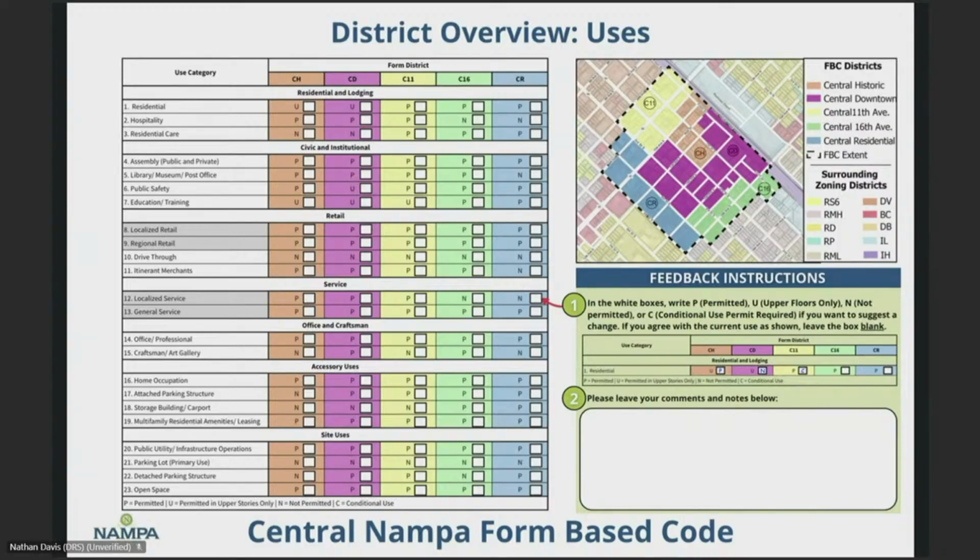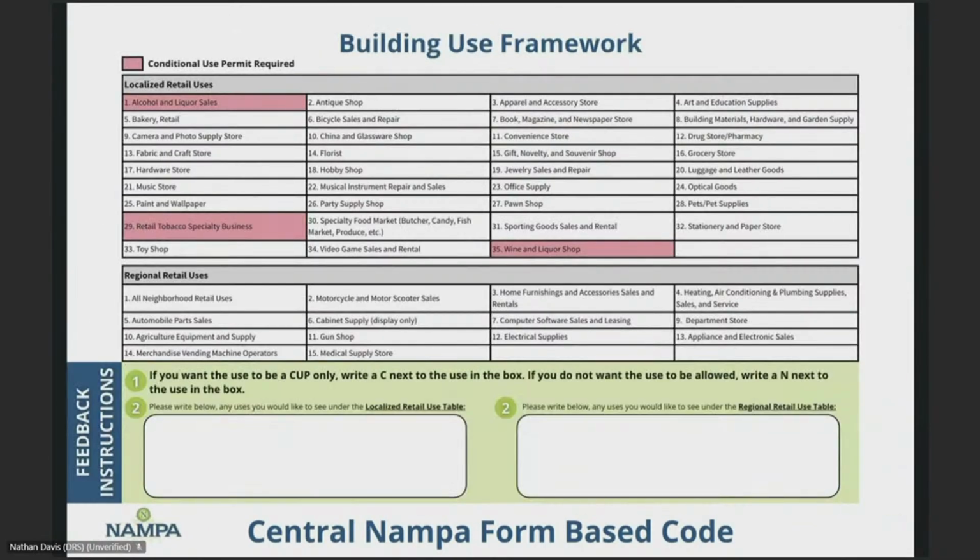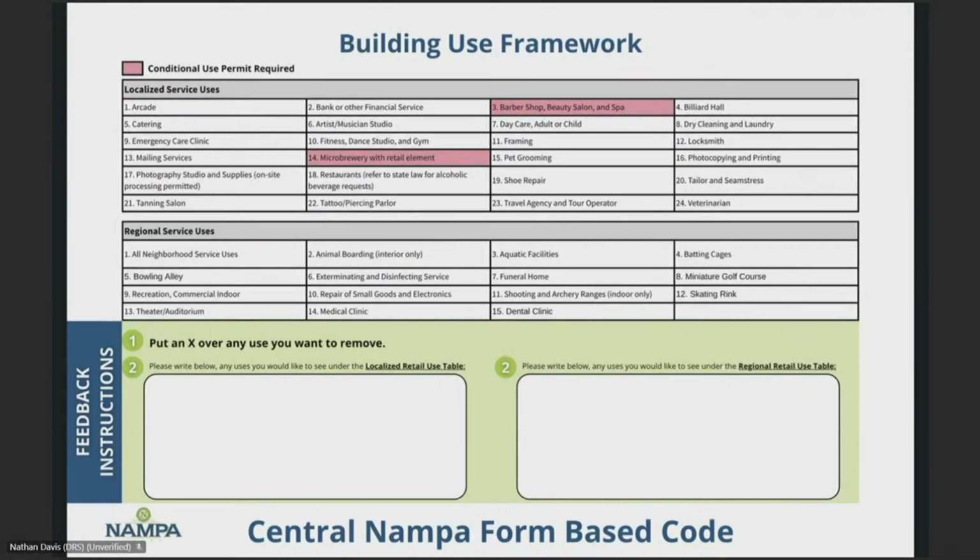I do want to add, under regional retail uses, the first box says all neighborhood retail uses. That is an old term. Originally we had localized retail uses named neighborhood retail, but due to some confusion in the code, since neighborhood retail is referred to elsewhere, we wanted to be clear there's a difference, and so we renamed it to localized retail. So when you see all neighborhood retail uses or all neighborhood service uses, those are just localized retail and localized service respectively.